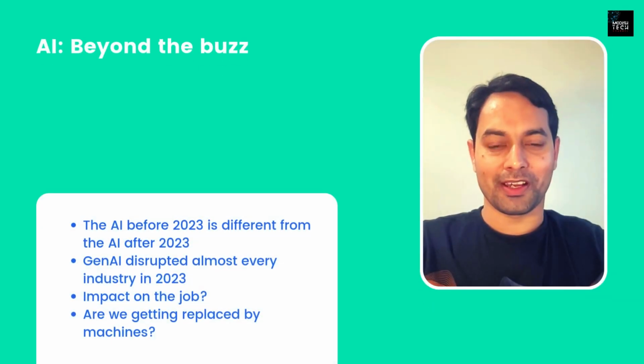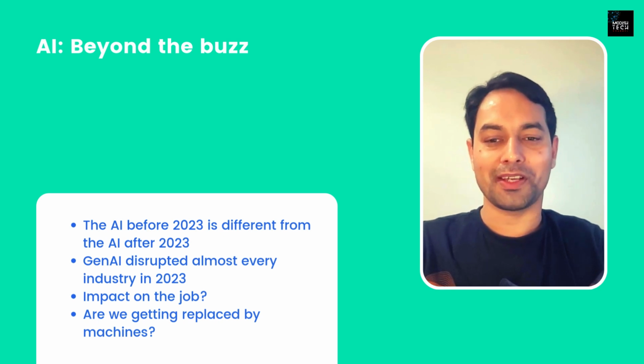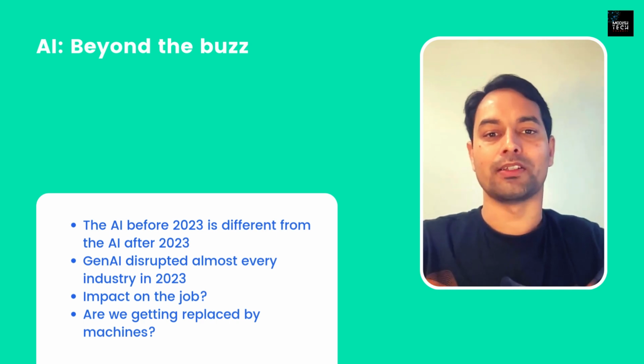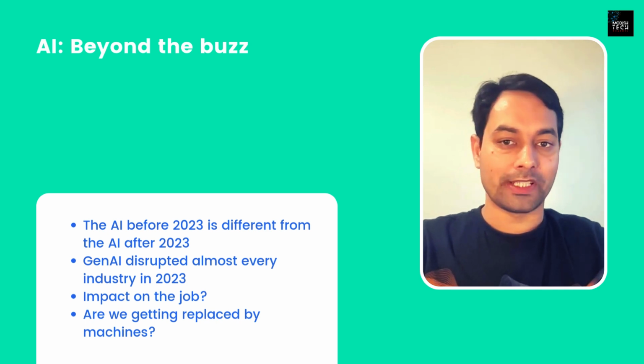So let's talk about AI. It's basically one of the most trending topics on the internet. I start by saying this, that AI of 2024 is completely different. Rather, I would say 2023. So before 2023, AI was considered to be very technical and very limited to only technical people.